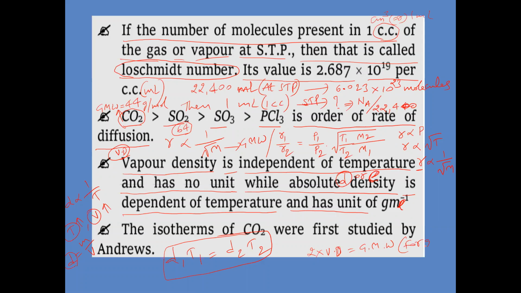For gases, 2 into vapor density is equal to the gram molecular weight. If we take CO2, what is the gram molecular weight? For CO2, vapor density is equal to the gram molecular weight of CO2 by 2. That is 44 by 2, how much? 22. So 22 is the vapor density. There will be no units for vapor density.